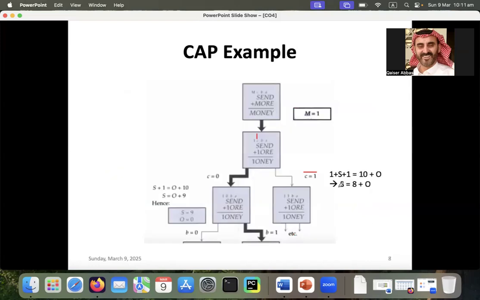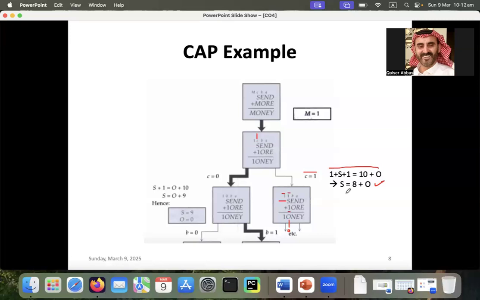Let's see that. So this would be the equation after putting the values. And then you will have S is equal to 8 plus O after simplifying. And now here you can assume S, for example, if you assume S is equal to 8, then 8 plus 1 will become 9. Then this plus 1, which is for the M. So 9 plus 1, 10. And then this O will become 0 and the carry will go forward.